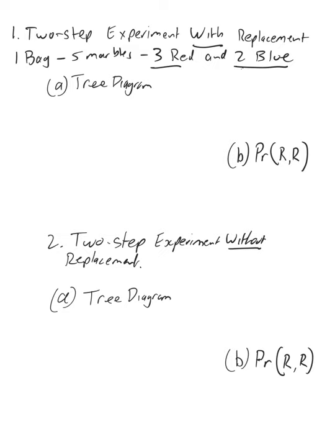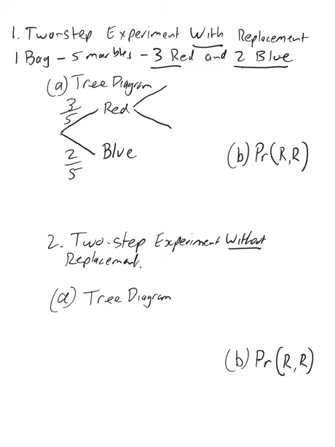Okay, so we only have 2 outcomes for the first step. We could pull out a red marble or we could pull out a blue marble. Now, because there are 3 red marbles, the probability is 3 out of 5 for a red marble, and the probability for blue is 2 out of 5. Okay, so we pull the marble out, then we put it back in. That's replacement.